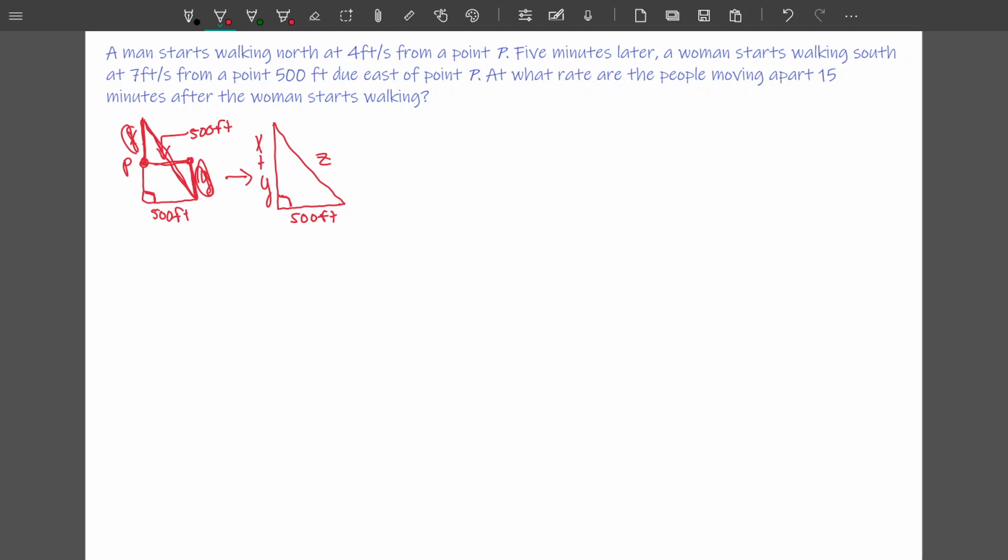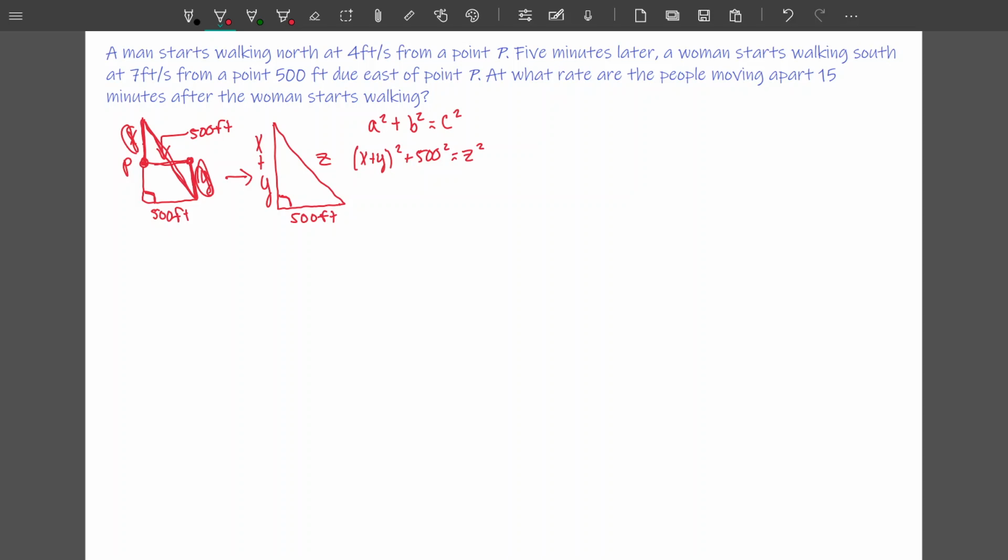Alright, so we want a formula that's going to connect our X, Y, and Z. So we can use the basic geometry formula, which is going to be a squared plus b squared equals c squared. We're going to want to plug in x plus y for our a, 500 for our b, and z for our c, which is going to give us (x plus y) squared plus 500 squared is equal to z squared.